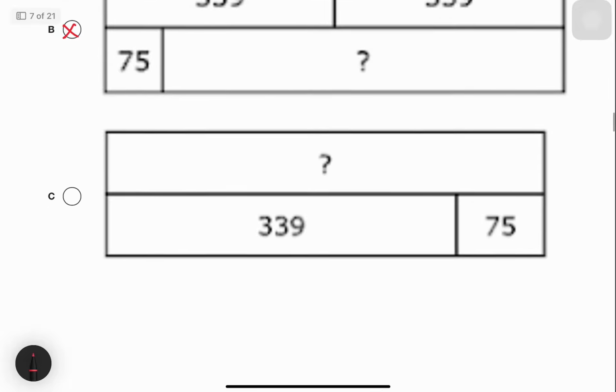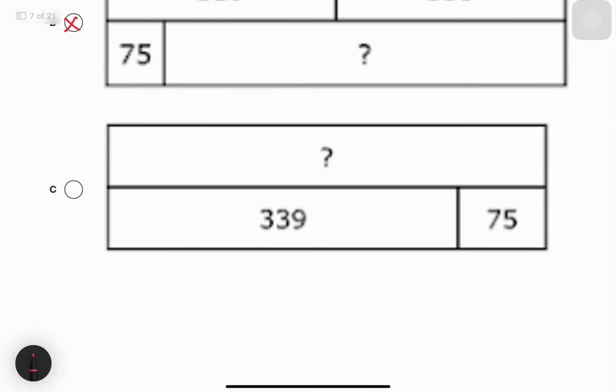C looks like it may be correct here, because we need to find a total. We don't know what the total is yet, and we have friend 1 here, and then we have friend 2 here. Okay, so if we were to add up these 2 friends, that would get us our total.